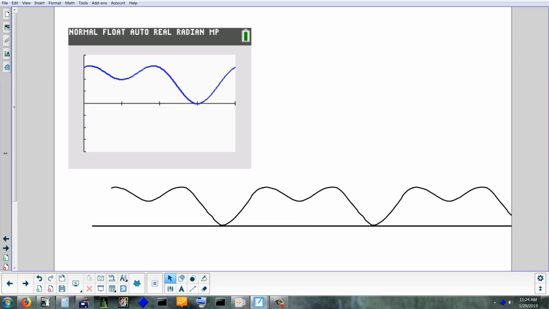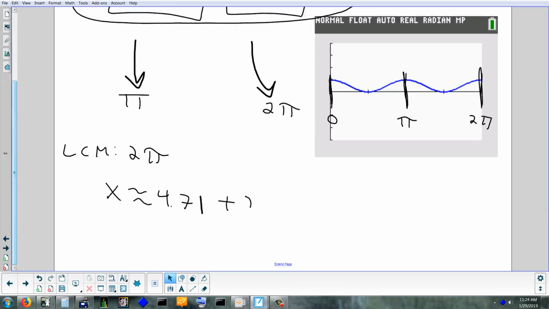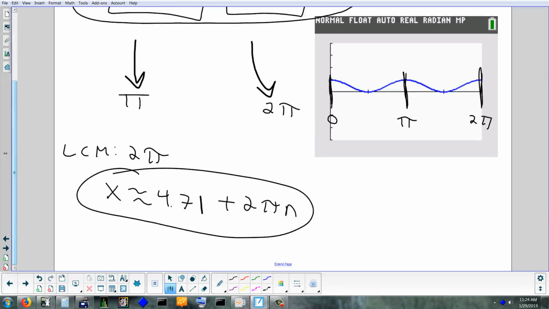And what's the distance between periods? 2 pi. So we can say that answer repeats every multiple of 2 pi, forward and backward. And that's it. That's how you write your answer. Okay. Any questions on that?